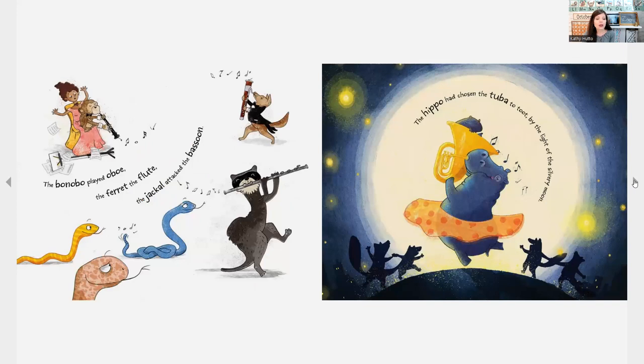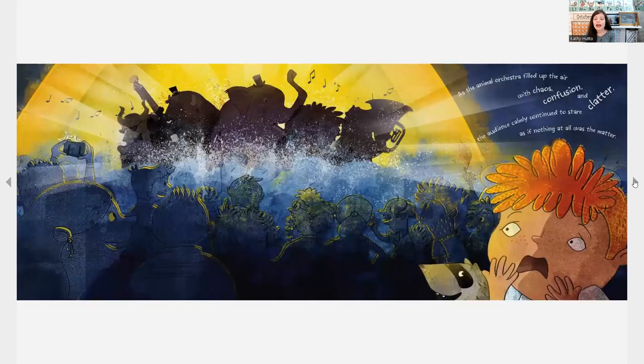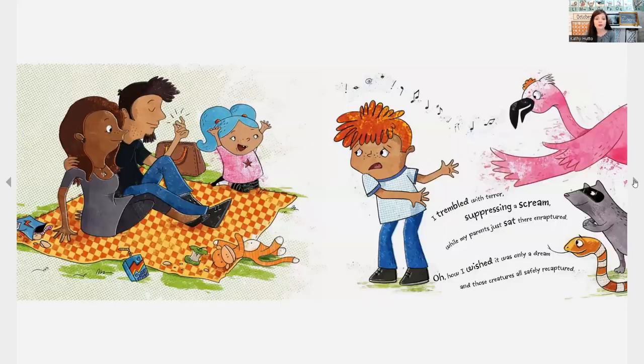The bonobo played the oboe, the ferret the flute, the jackal attacked the bassoon. The hippo had chosen the tuba to toot by the light of the silvery moon. Siberian tigers, Mongolian goats, a superabundance of bestial notes. As the animal orchestra filled up the air with chaos, confusion, and clatter, the audience calmly continued to stare as if nothing at all was the matter.